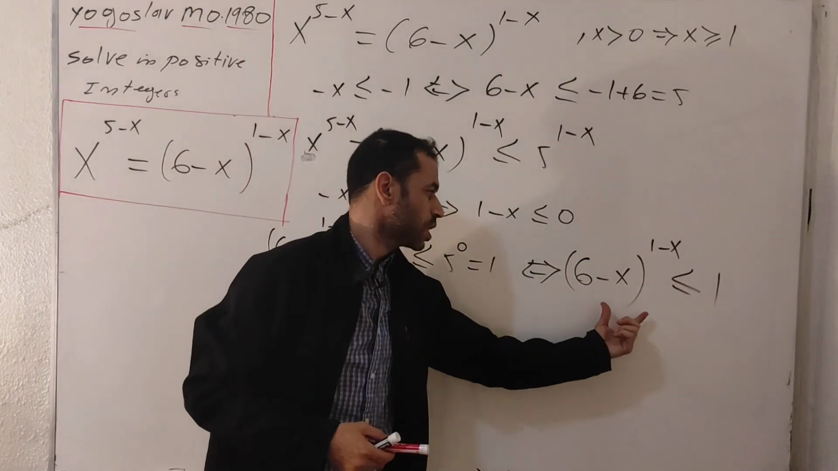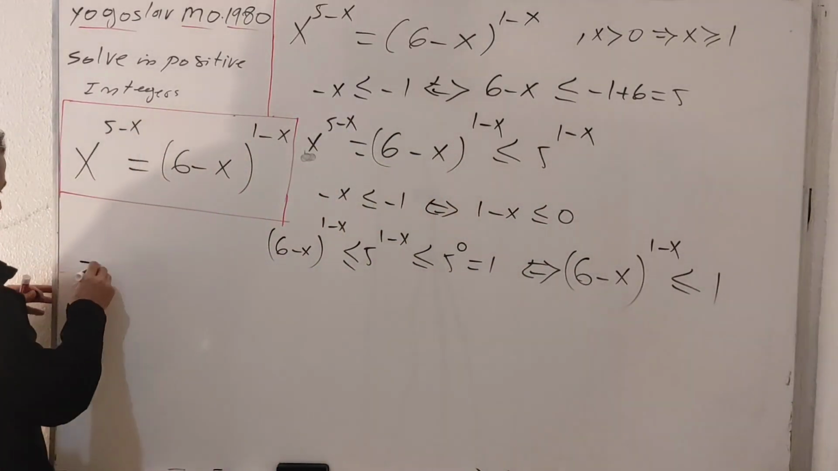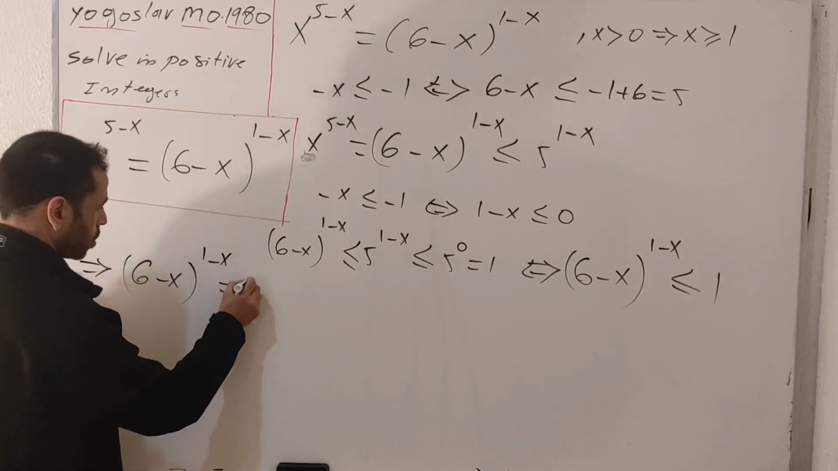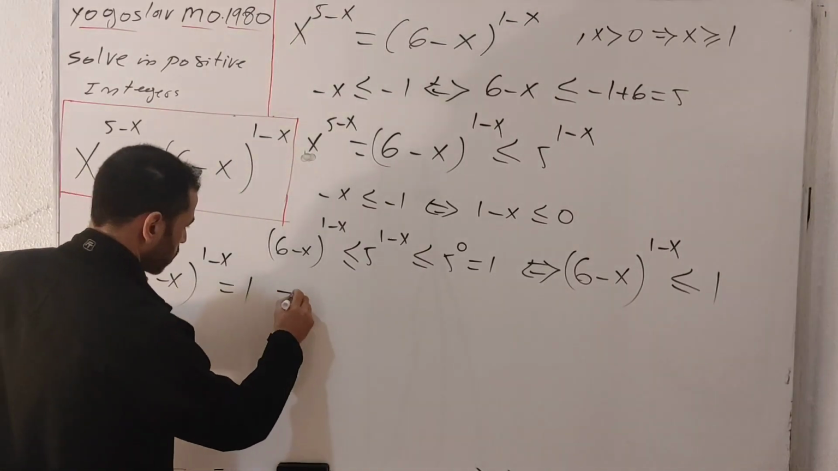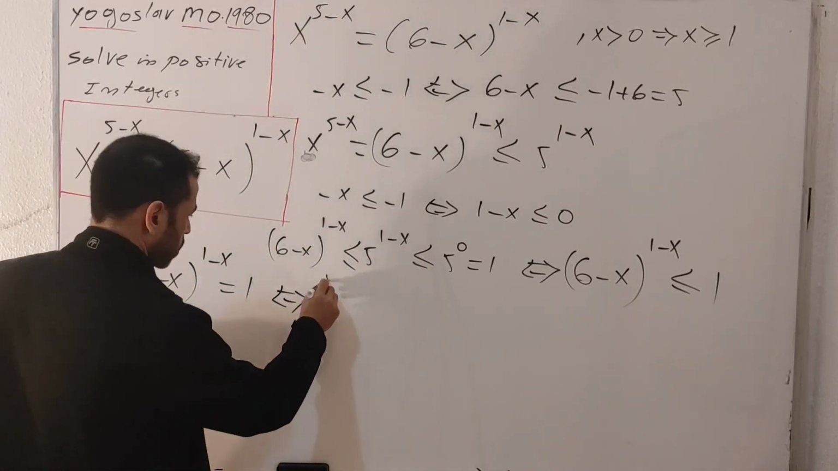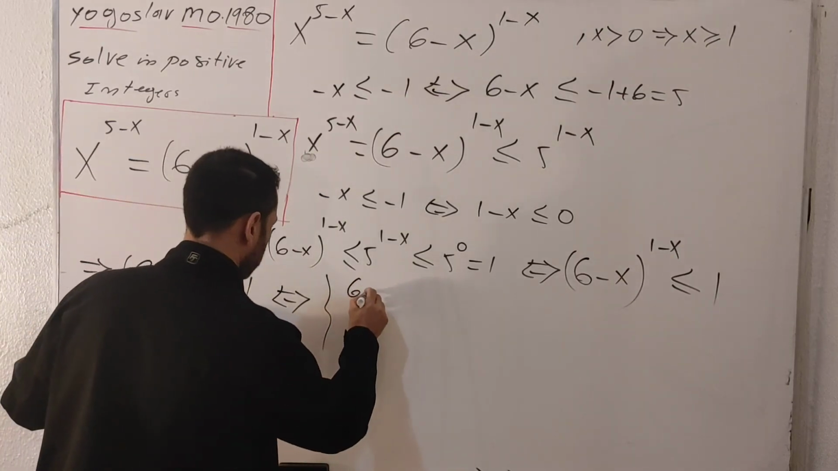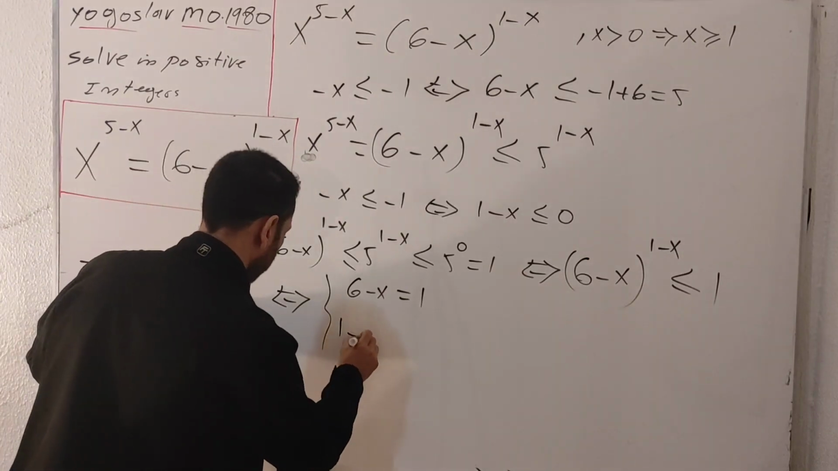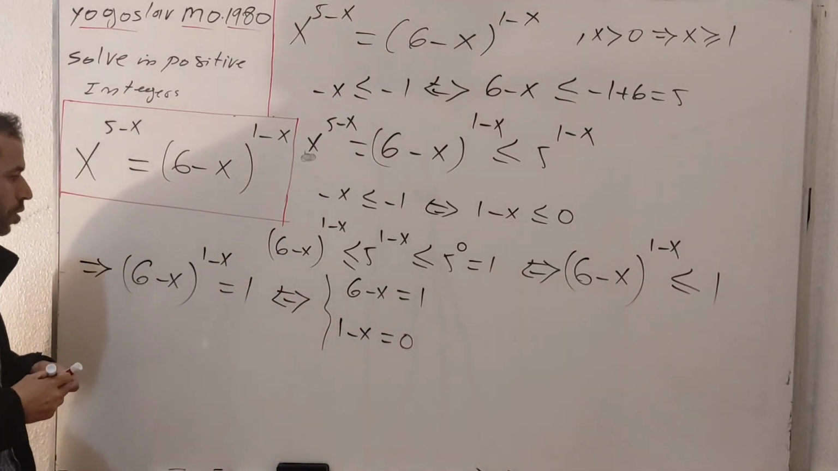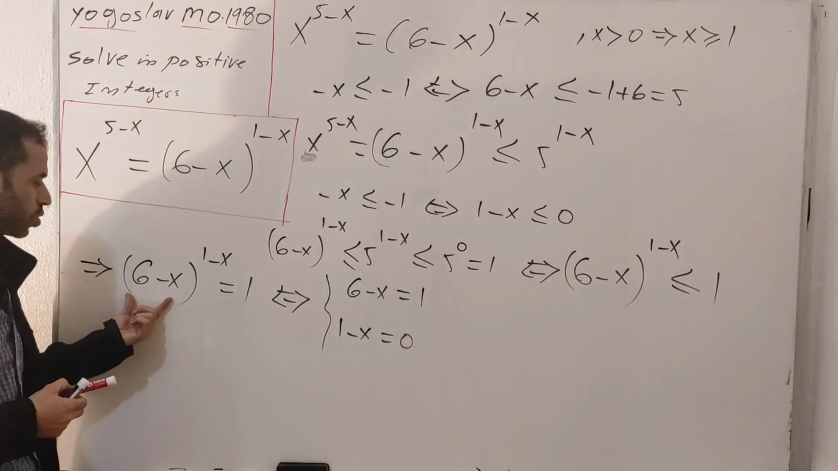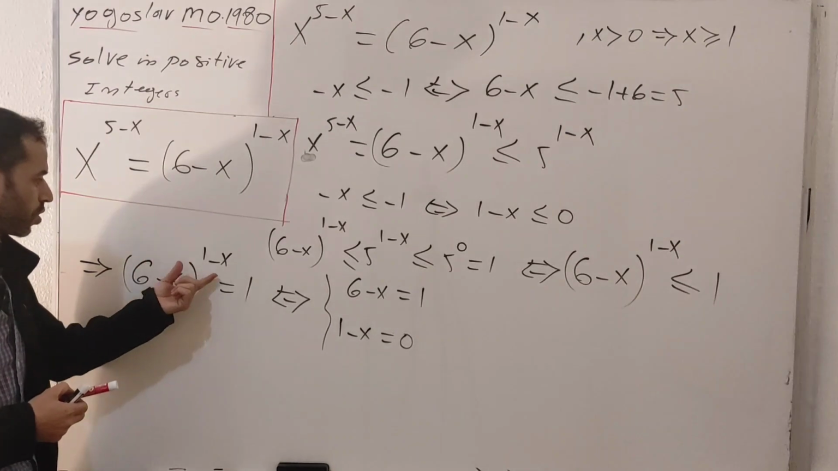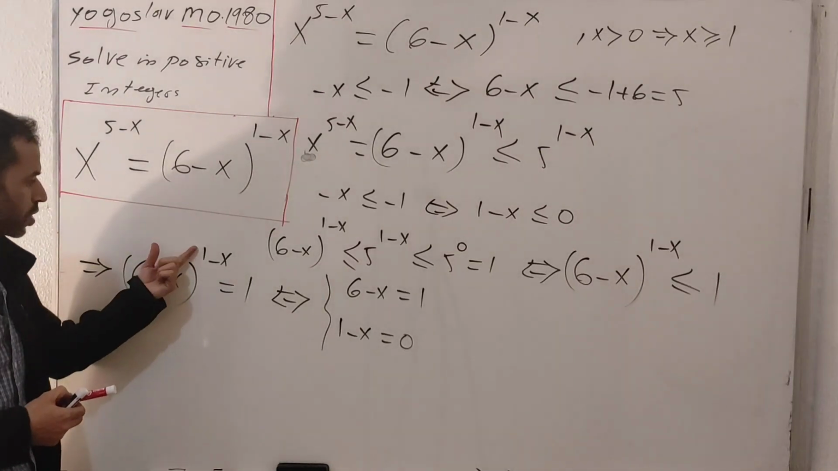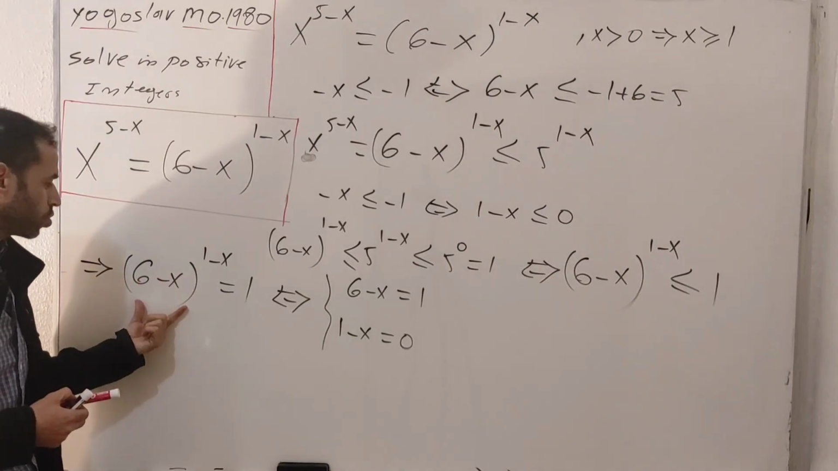Since this one is a positive integer, that means 6 minus x to the 1 minus x equals 1. So this is equivalent to two things: 6 minus x equals 1, or 1 minus x equals 0. Because if the base equals 1, whatever the value of the exponent, you always get 1 here. The base can be any number, but with exponent 0, this turns to 1 as well.